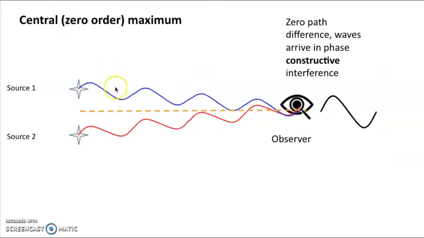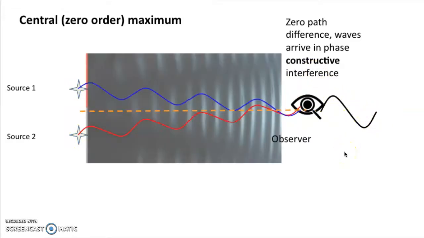In this case, we've got an observer monitoring the wave amplitude right down the middle between the two sources. The two waves have travelled the same number of wavelengths from source 1 and source 2, so there's zero path difference, and they arrive in phase. That's constructive interference, and you can see that in the water waves here, where the peaks in the ripples were much stronger in the pond.